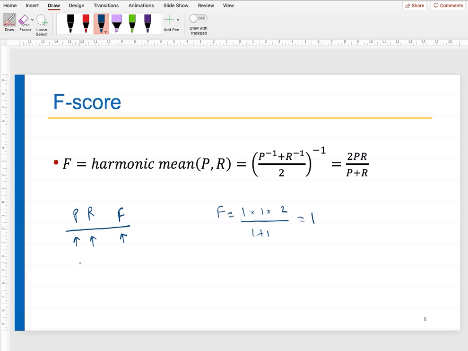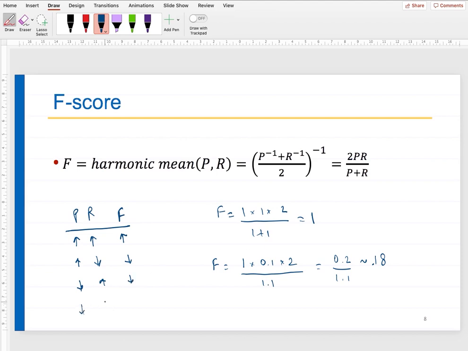If my precision is high and recall is low, what will F measure be? Take an example: let us say my precision is 1, recall is 0.1, so 2 times 1 times 0.1, divided by 1.1. This is equal to 0.2 divided by 1.1, which is approximately 0.18. So when my precision is high but recall is low, F measure is actually very low. Similarly, if my precision is low and recall is high, it will be the same thing, symmetric.